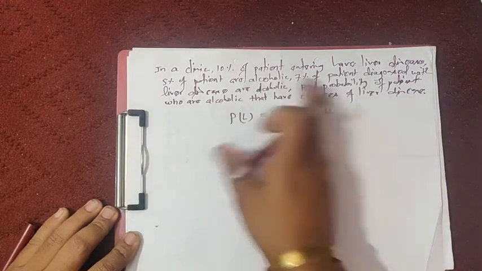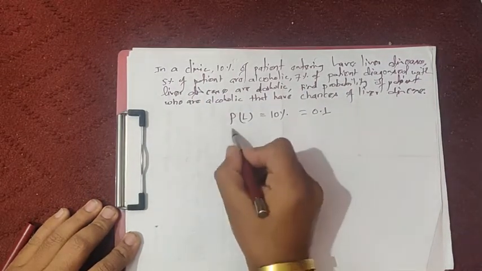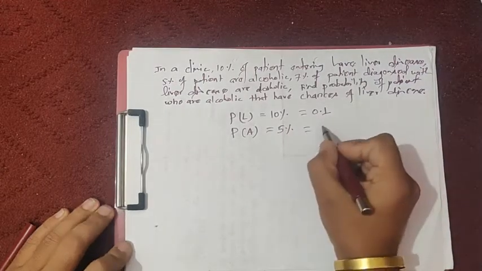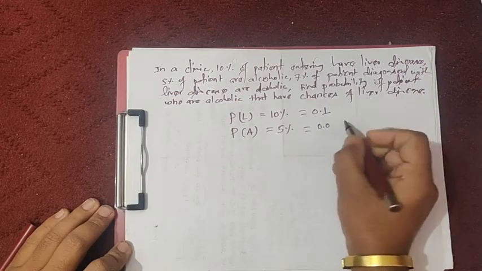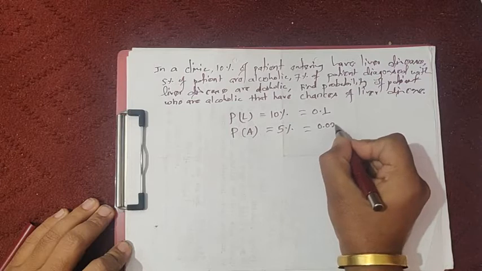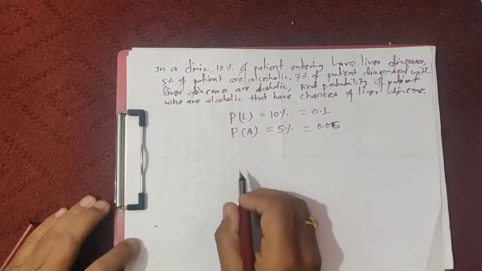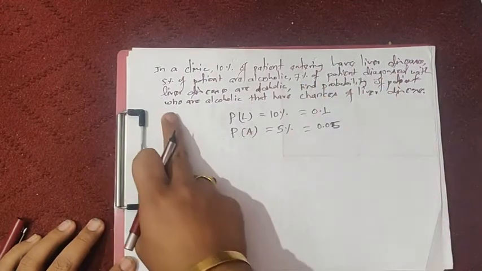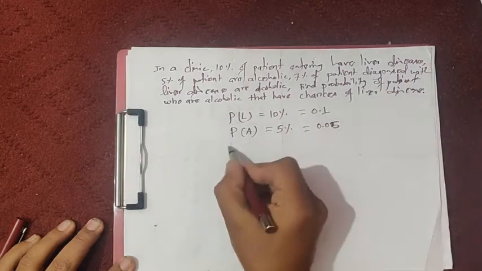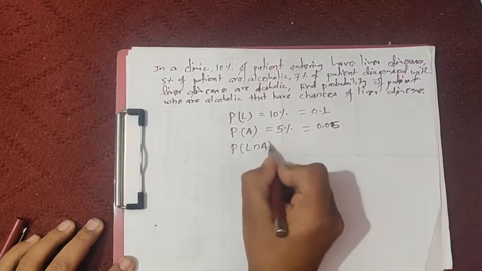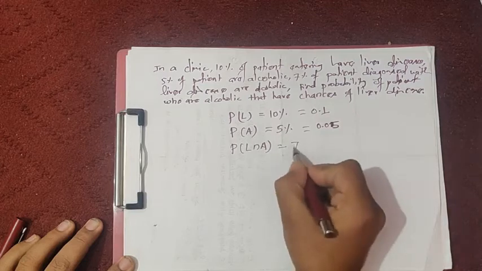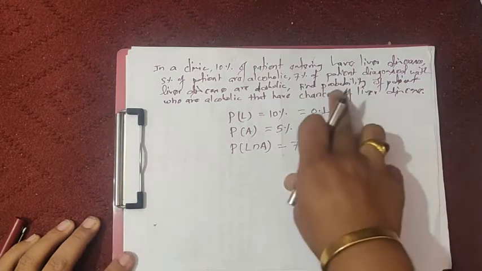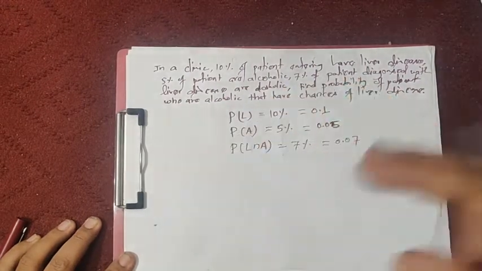Similarly, 5% of all are alcoholic, so let us consider it as P(A). That means 5%, so 5 by 100 is 0.05, not 0.02. And the next one is 7% of patients diagnosed with liver disease are alcoholic. That means both, so P(L intersection A) is 7%, which means 0.07.